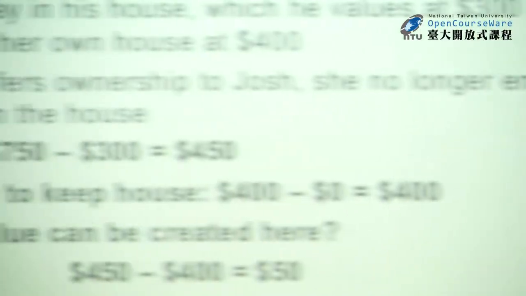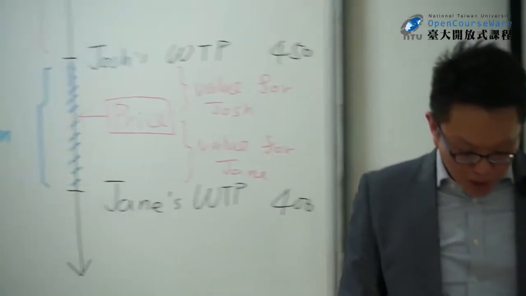Okay, we want to make an example for the ecosystem of the housing market. Suppose we have two players in this ecosystem. One is Josh, the other is Jen. If now Josh wants to buy Jen's house, and in this transaction, Josh gets a benefit of $500, and also gets $250 for the sale of his own house. And we can see from this statement, Josh has utility 750. So $500 plus 250.